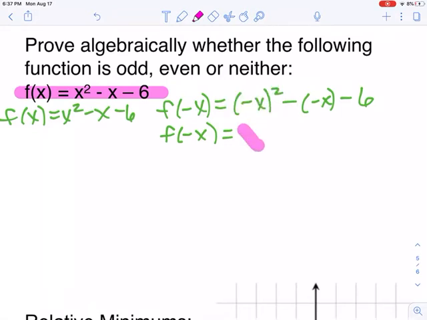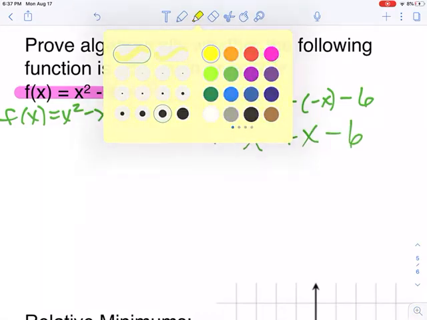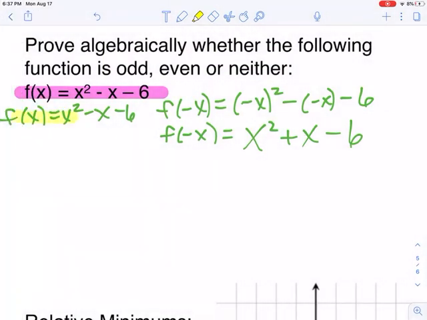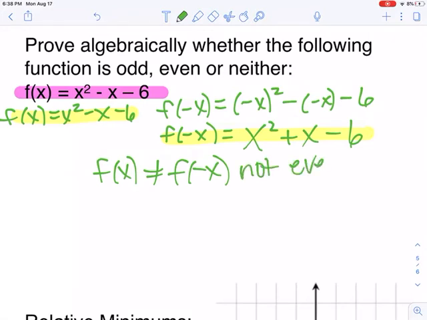the quantity squared will give us x squared. Then when we take minus negative x, that will give us plus x, and then minus 6 gets to stay. Okay, so when we compare f of x and f of negative x, those are not the same. F of x does not equal f of negative x, so we know that it is not even.